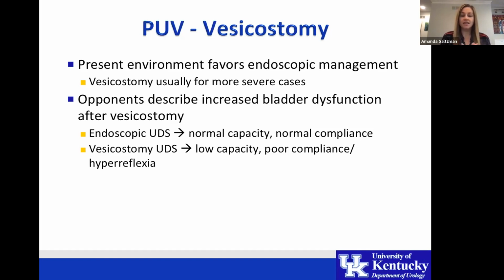Now, opponents like Dr. Carpenter, when she's going to be talking about why ablation is better, they talk about what happens to the bladder on urodynamics after each management strategy. So for those that are ablated, generally urodynamics shows normal capacity and normal compliance. But if you do a vesicostomy, those patients generally have lower capacity and poorly compliant bladders. However, the important thing to remember is that renal outcomes and the deterioration of the bladder function is the same regardless of which intervention you do.